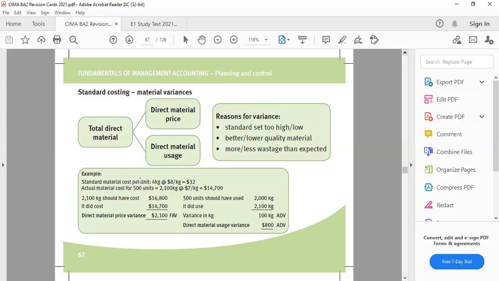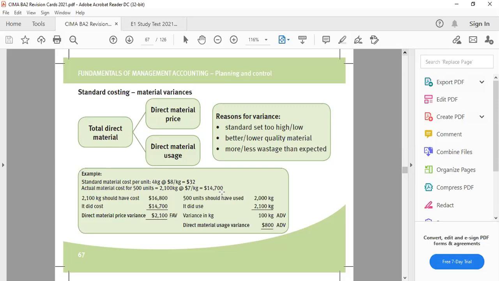It says that standard material cost per unit is 4 kgs at $8 per kg. So the total cost of material is 32. Actual cost of material for 500 units is given as 14,700, that is at the rate of 2,100 kgs into 7 per kg is 14,700. So we are asked to calculate what the variances are.